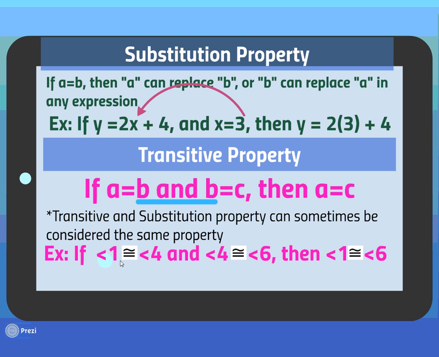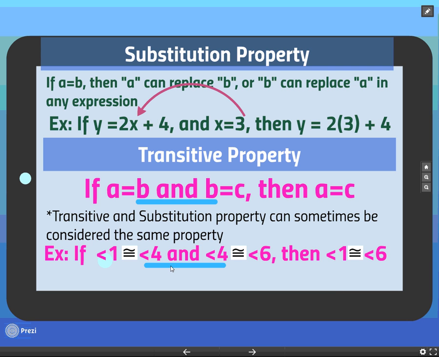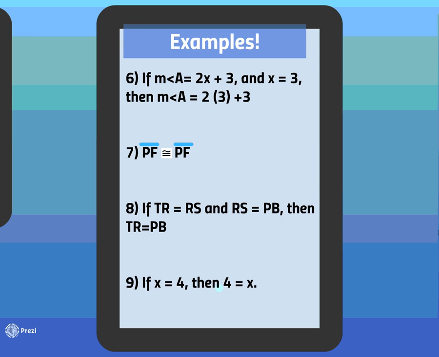Just like down here, if angle 1 is congruent to angle 4 and angle 4, see how there's that angle 4 and angle 4? That part will always repeat. So that's another way to see that it's the transitive property. So if angle 1 is congruent to angle 4 and angle 4 is congruent to 6, well, that must mean that 1 and 6 have to be congruent. So that is the transitive property.